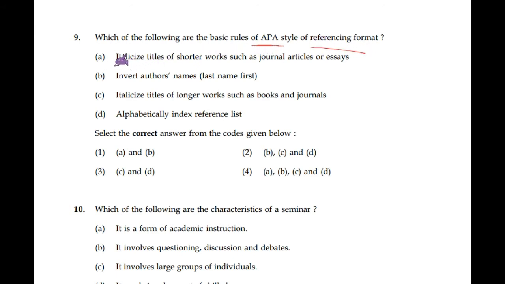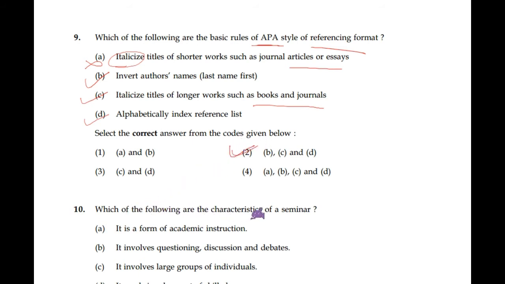So according to this, italicized titles of shorter works such as journal articles or essays. So this is not correct. So our articles or essays not in italic. Invert authors names last name first. This is true. Italicized titles of longer works such as books or journals. So this is also true. Alphabetically index reference list is also true. So B, C and D is correct. The second one is the correct answer.